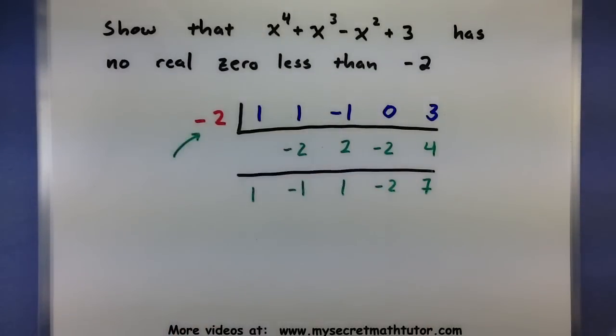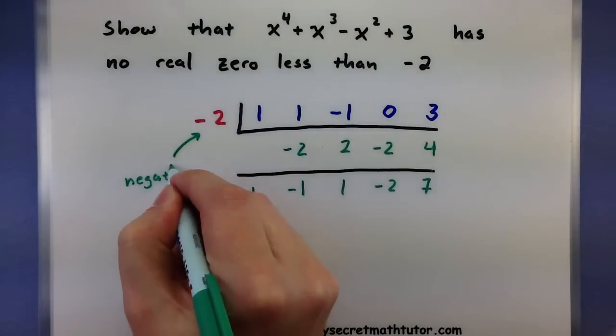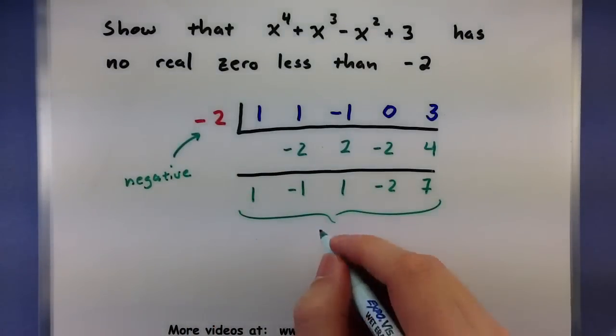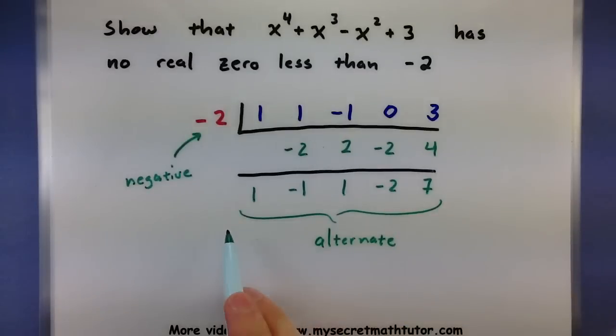So in this case, the negative 2, the thing that we're testing out, was negative. And look at that last row. The numbers alternate. They go positive, negative, positive, negative, positive. So what this is telling me, according to the theorem, is that there are no zeros less than a negative 2. Now, you can imagine combining this with a few other theorems, say the rational roots theorem, and this will allow you to knock off a few of those possible things on your list.